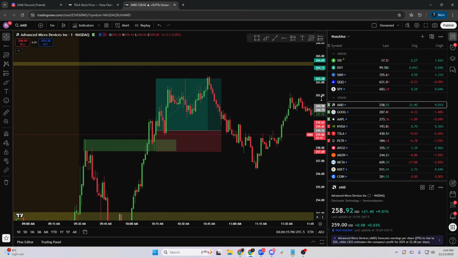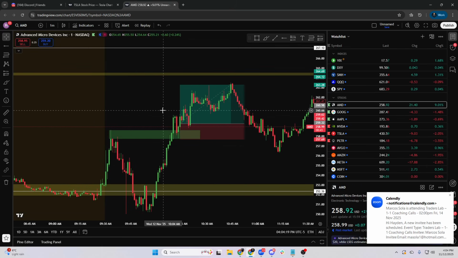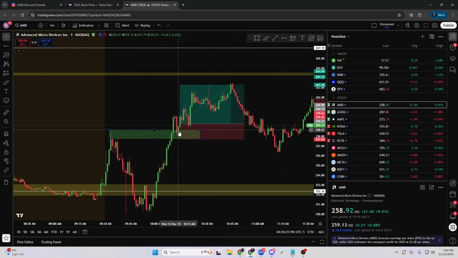Overall, really decent trade. I wouldn't say that there's anything necessarily bad. Wouldn't say that it was a perfect setup. Typically, I like a little more displacement. Typically, I like another candle to form at this level.